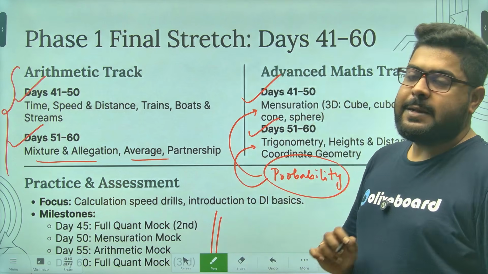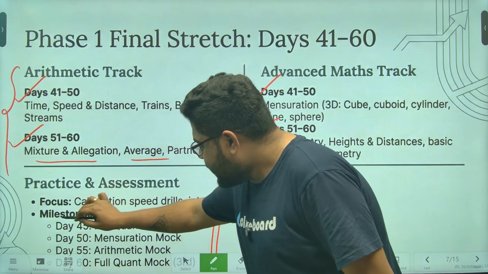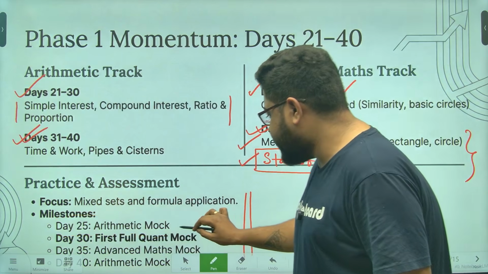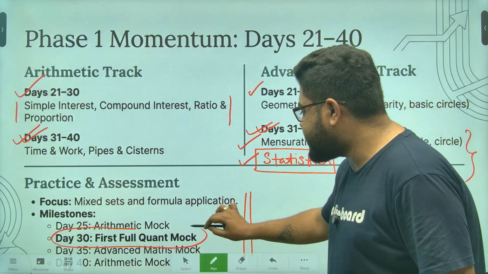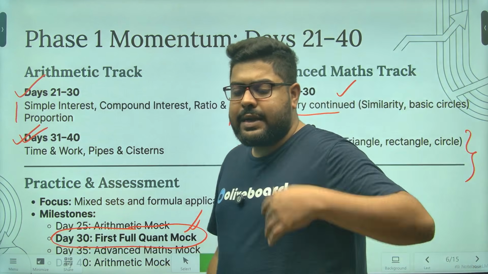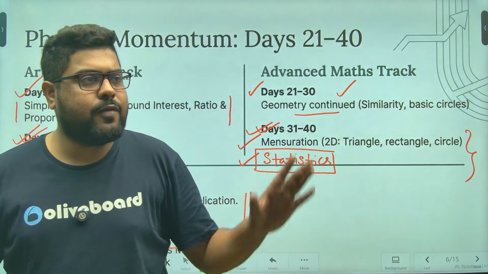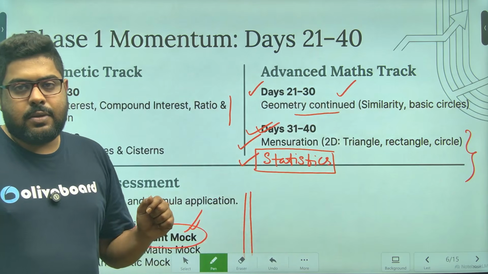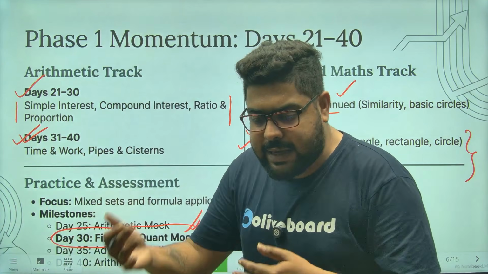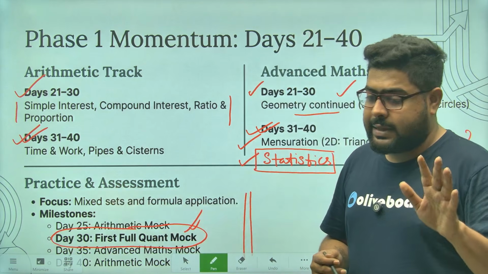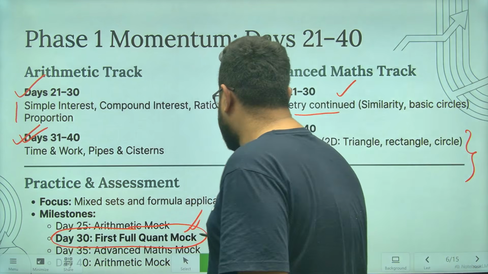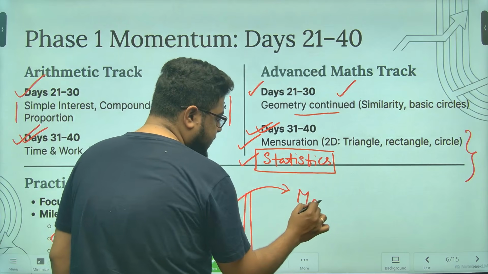Now, again, you see, day 45. So first, if you have noticed, day 30, if I just go back for a second, day 30, I have asked you to take your first full mock. But many of you will say, sir, day 30, we are only halfway through our syllabus. We have only completed 50% of the syllabus, but you are asking us to solve the full mock. Again, this is not for marks. This is what we call the mock zero.